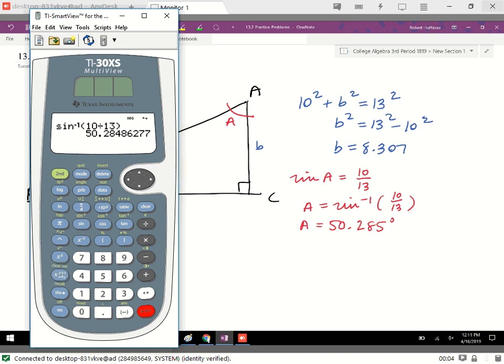I would expect the next thing is find the measure of angle B. So that's going to be this one. You could use arc cosine of 10 over 13. I'll say cosine of B equals 10 over 13. Therefore, B is inverse cosine of 10 over 13, which is inverse cosine of 10 divided by 13. That's 39.715.